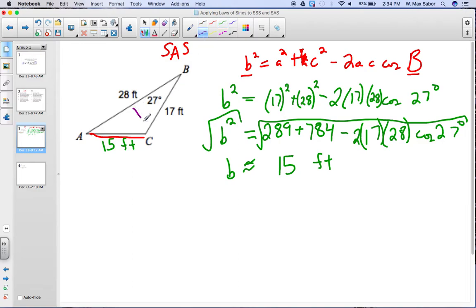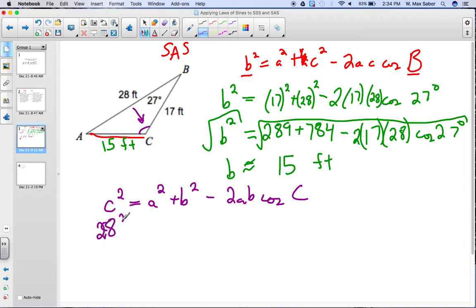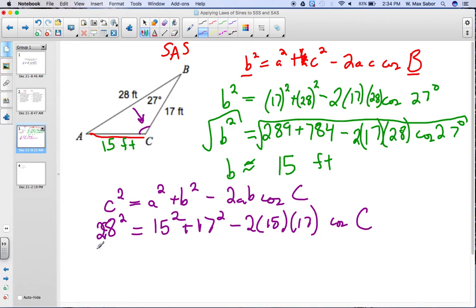The largest angle is across from the largest side, so that means angle C. So set up the law of cosines again. c squared equals a squared plus b squared minus 2ab cosine C. Well, c squared is 28 squared, and a squared is 15 squared, b squared is 17 squared, minus 2 times 15 times 17 times cosine of C. Now we get 784 equals 225 plus 289 minus this whole thing, which is 510 cosine C.